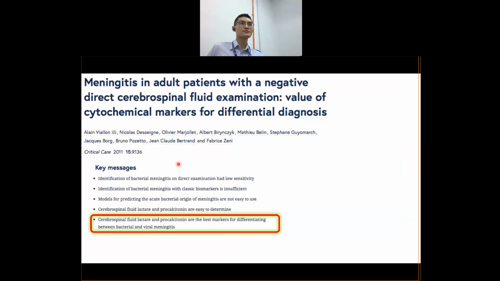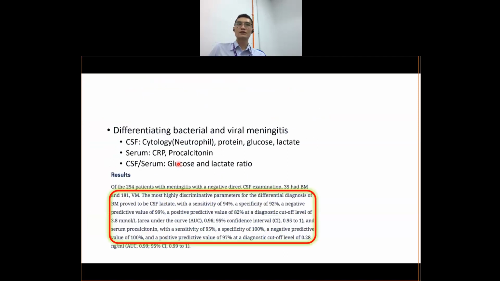All right. So other than the usual tests that I've mentioned to you, in more advanced labs sometimes we send the CSF for lactate and also procalcitonin. So these are more advanced markers that can be helpful to differentiate bacterial versus viral meningitis. Okay, so the conclusion is that if the lactate is high and also the procalcitonin is high, the likelihood that you are dealing with a bacterial meningitis is higher than viral meningitis.